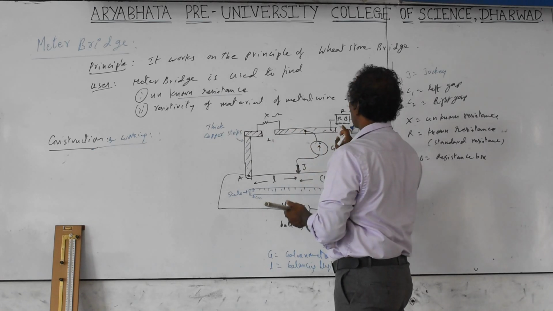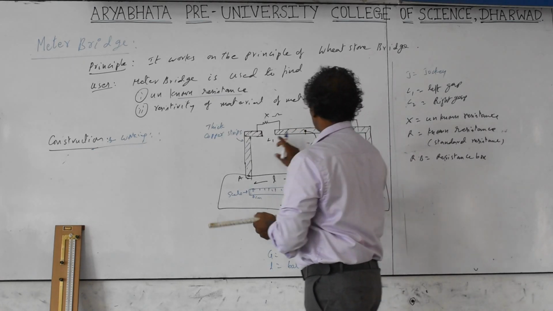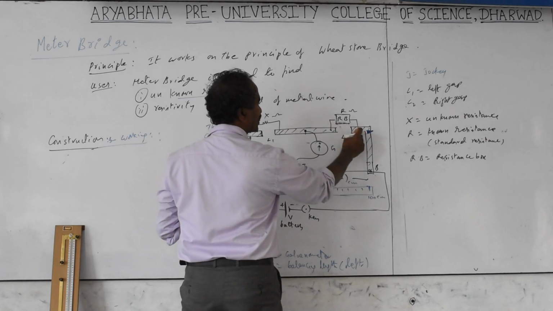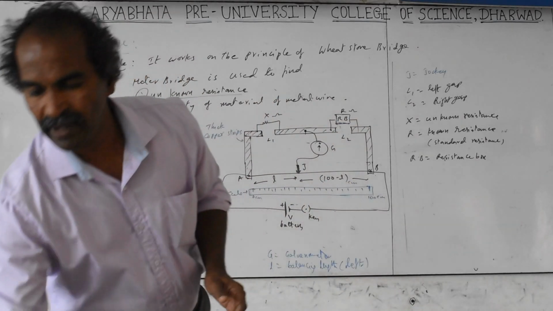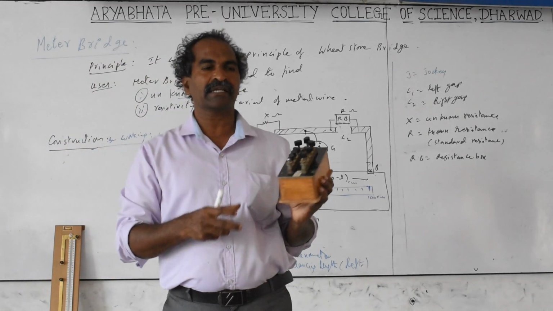And the known resistance is connected in the right gap of the thick strips. The known resistance is taken from the resistance box. We have resistance boxes. Already I discussed the resistance box.